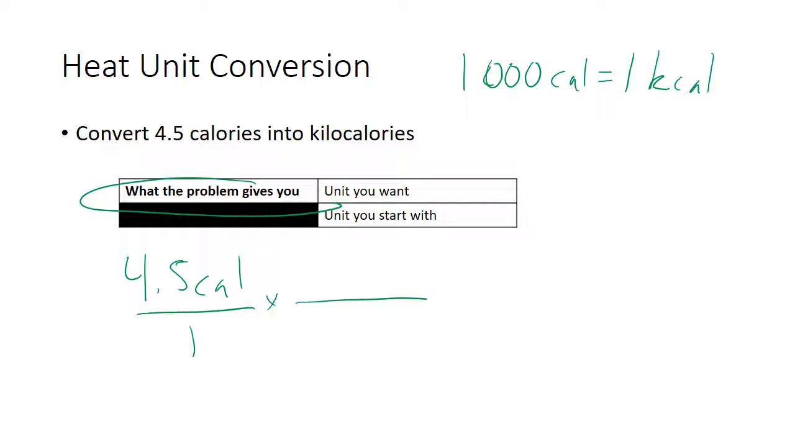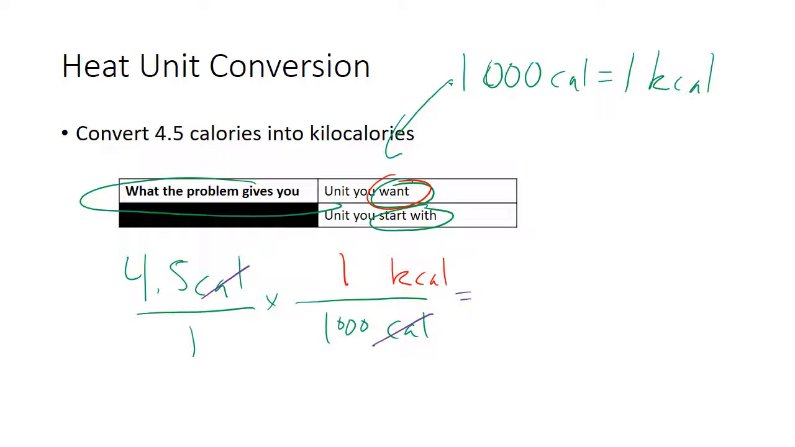Okay, now, what do we want? We want kilocalories, so we put kilocalories on the top. What are we starting with? We're starting with calories, so we put that on the bottom. And we take our conversion factor and we put in the units to show the relationship. So 1,000 calories is equal to 1 kilocalorie. Then we're going to clean this up. Calorie on top, calorie on the bottom, so those cancel each other out.